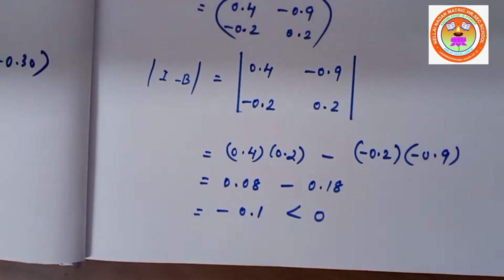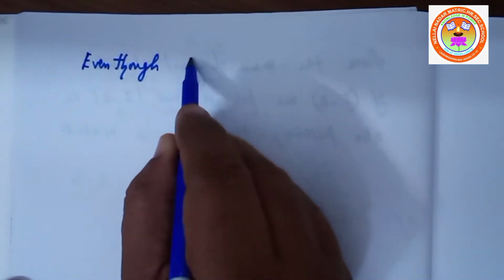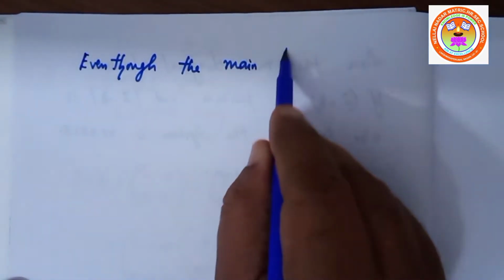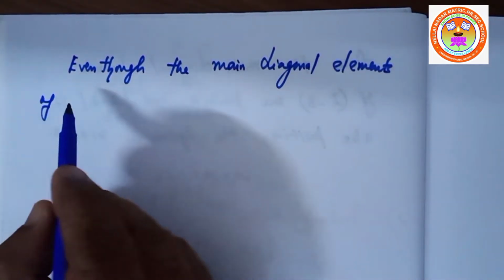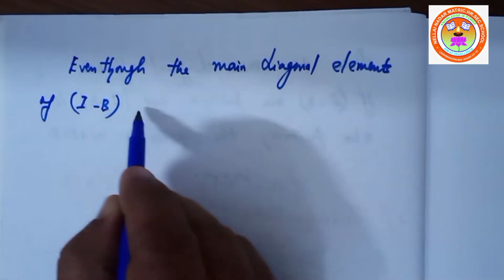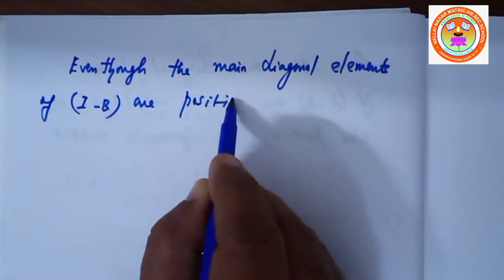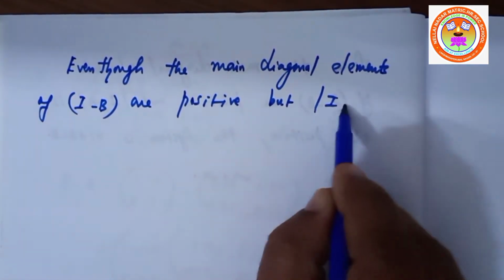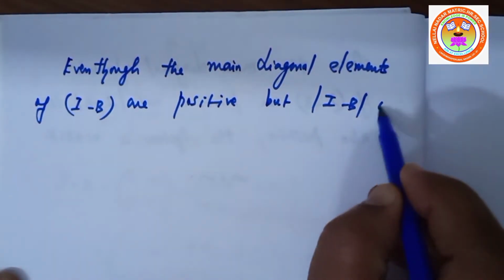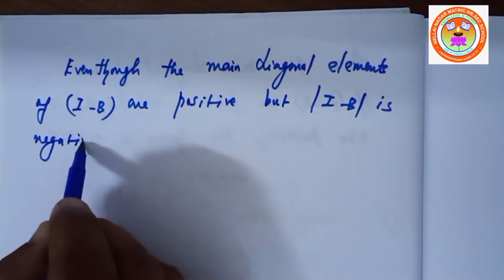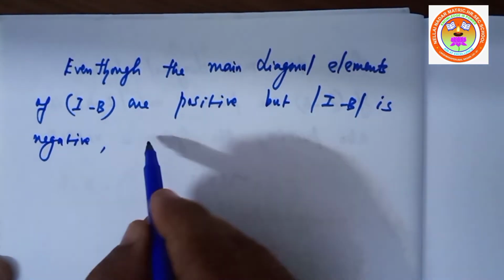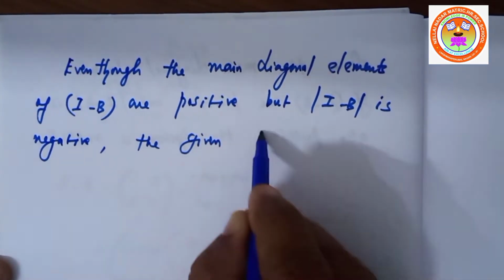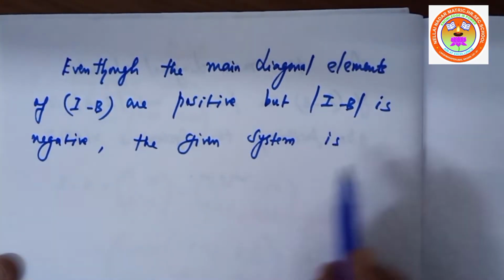Therefore, the system is not viable. Then we have to write the result. Even though the main diagonal elements of the matrix I minus B are positive, but the determinant of I minus B is negative. So one condition is satisfied and the other one is not satisfied. Therefore, the given system is not viable.